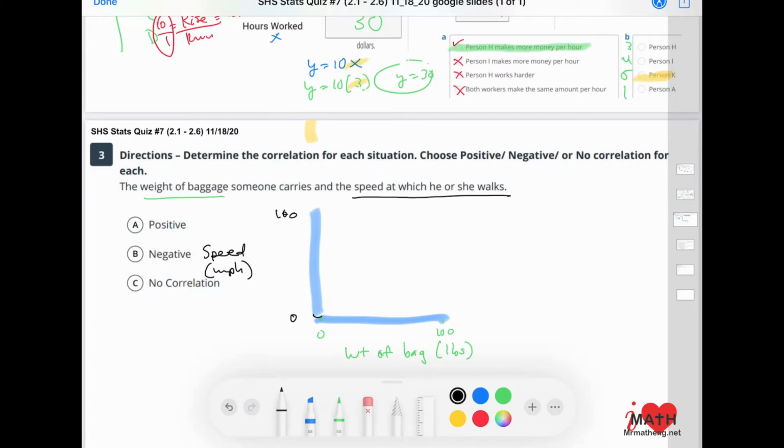Okay, so I'm thinking to myself in this problem, let's say I'm at the airport and I have a very heavy bag. I have a heavy bag and I can probably move very slowly. But if I have no bags, I can probably go 100 miles per hour. Something like that, right? So I think we have here a negative. Does that make sense? My trend line is negative, going down like that.